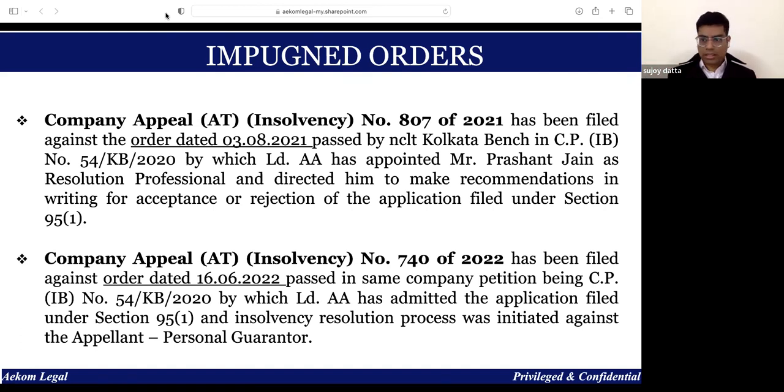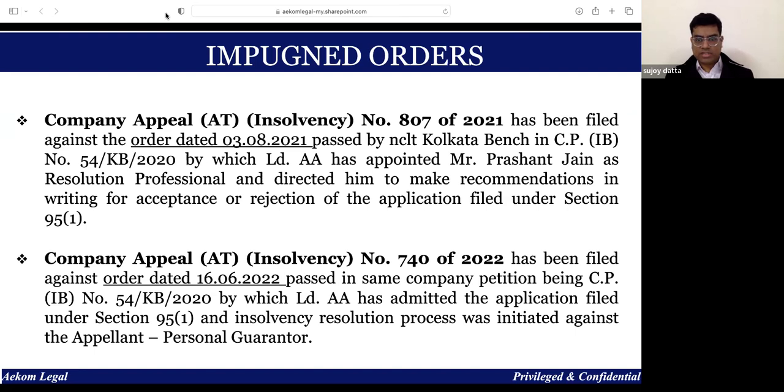The judgment arises from two appeals filed against two separate orders connected in the same petition. The first appeal was filed against the order dated 3rd of August 2021 by the NCLT Kolkata bench, appointing a certain person as the resolution professional and directing him to make recommendation and to submit his report, as we discussed. While this appeal was filed, no stay order was passed. And in the pendency of this appeal, the gentleman gave his report, and the NCLT also started the CRP proceeding, and they admitted the application. And against that order, the second appeal has been filed.